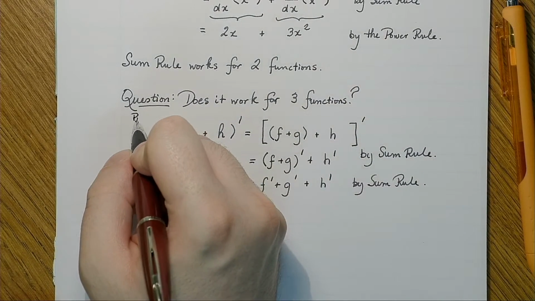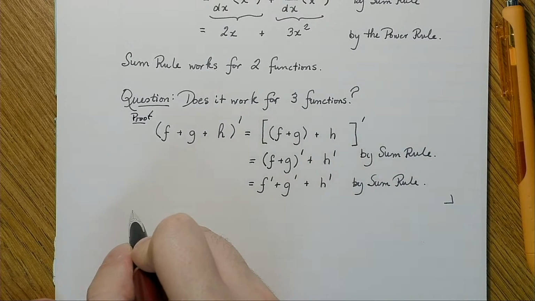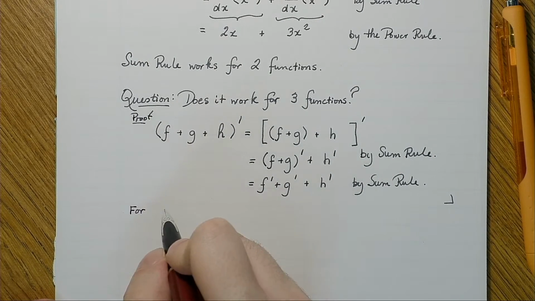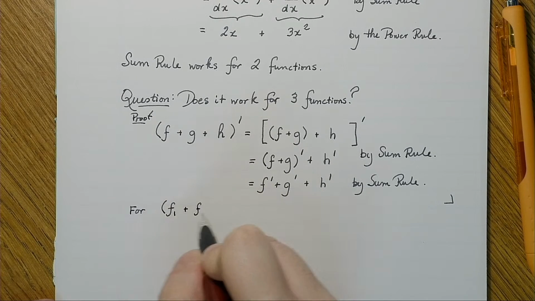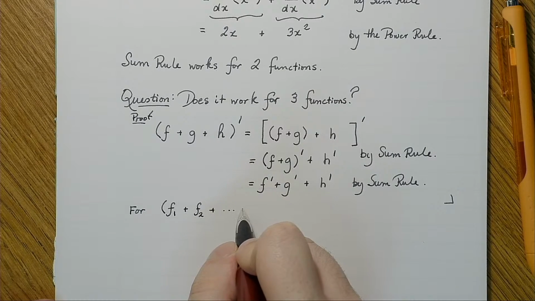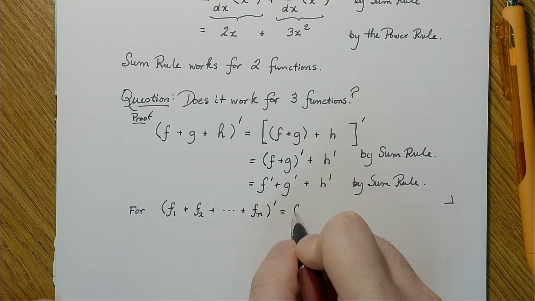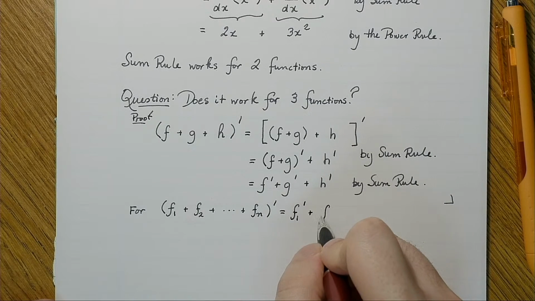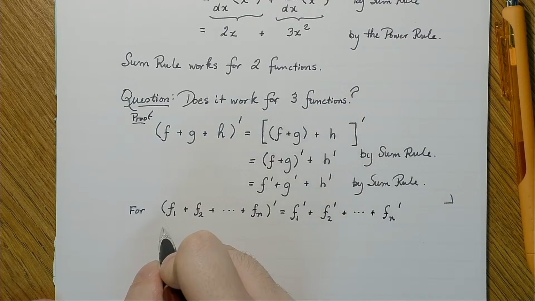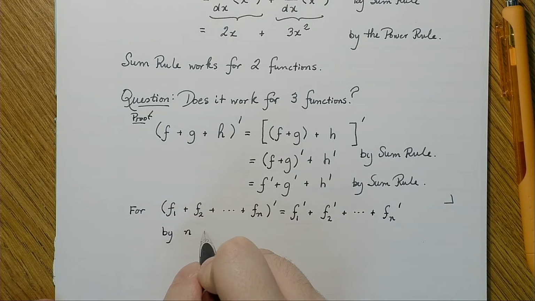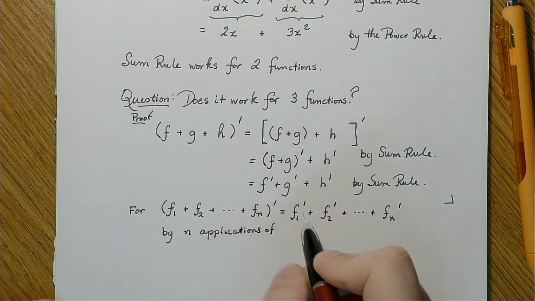So here's my proof. For one function plus two function plus dot dot dot all the way up to fn functions, that's equal to f1 prime plus f2 prime plus dot dot dot all the way up to fn prime by n applications of the sum rule.